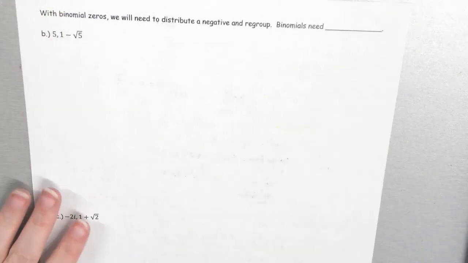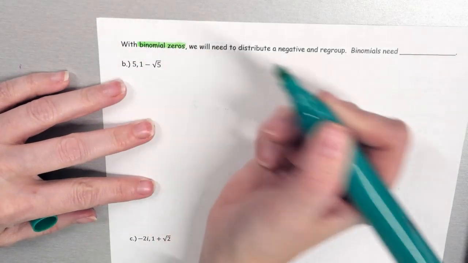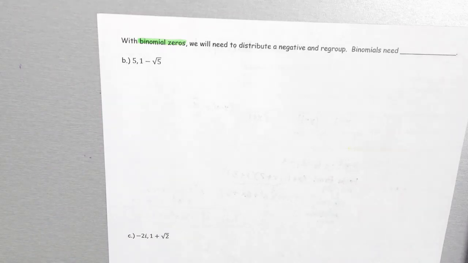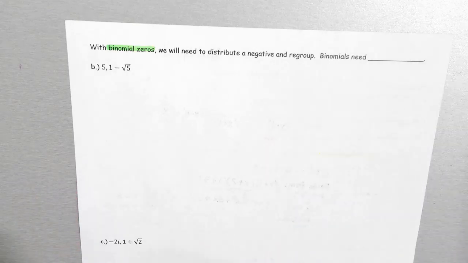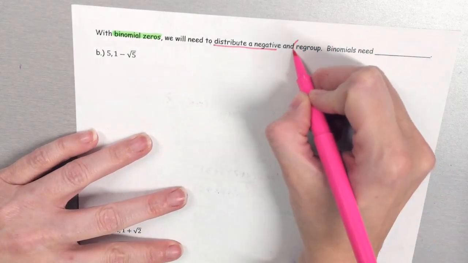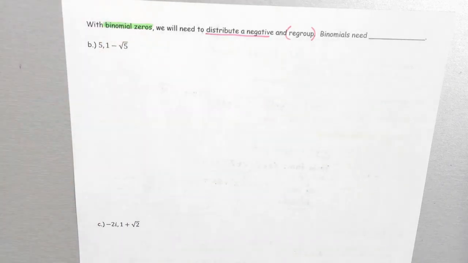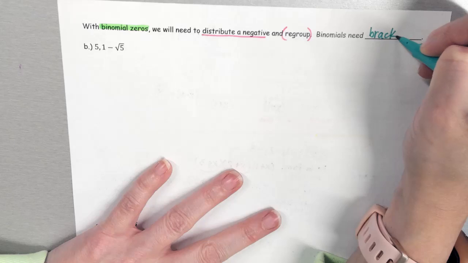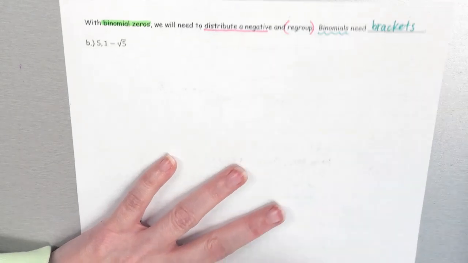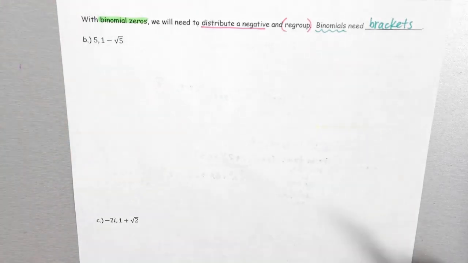All right, so the other type of zero we're going to encounter that we haven't seen yet is a binomial zero. We've actually had those as zeros, right? We found those as zeros when we're using the quadratic formula. And when we have those and we're making the polynomial ourselves, we have to distribute the negative, and we're going to have to regroup some terms. So I remember that when I have a binomial, I have to use brackets. I like alliteration. So binomials need brackets. Okay, so when we set this up, we are going to have some brackets and then parentheses inside those.